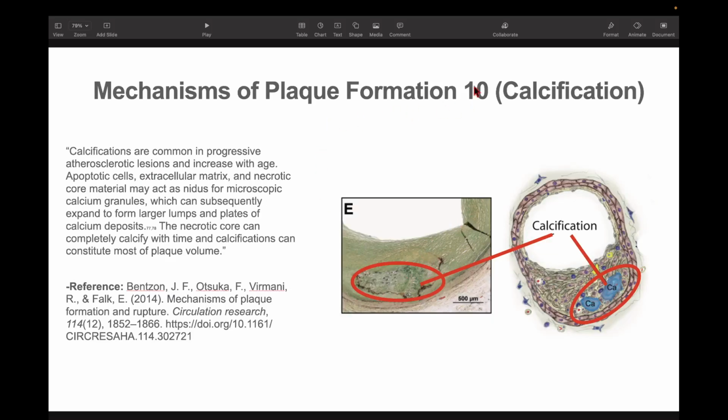So, last piece we talked about. I talked about inflammation, and then I talked about fibrosis, and then you see calcification. What we see here is calcifications are common in progressive atherosclerotic lesions and increase with age. Apoptotic cells, extracellular matrix, and necrotic core material may act as a nidus for microscopic calcium granules, which can subsequently expand to form larger lumps and plates of calcium deposits. The necrotic core can completely calcify with time, and calcifications can constitute most of the plaque volume. So as the plaque becomes more fibrotic, the calcium granules and calcification can occur in these areas.